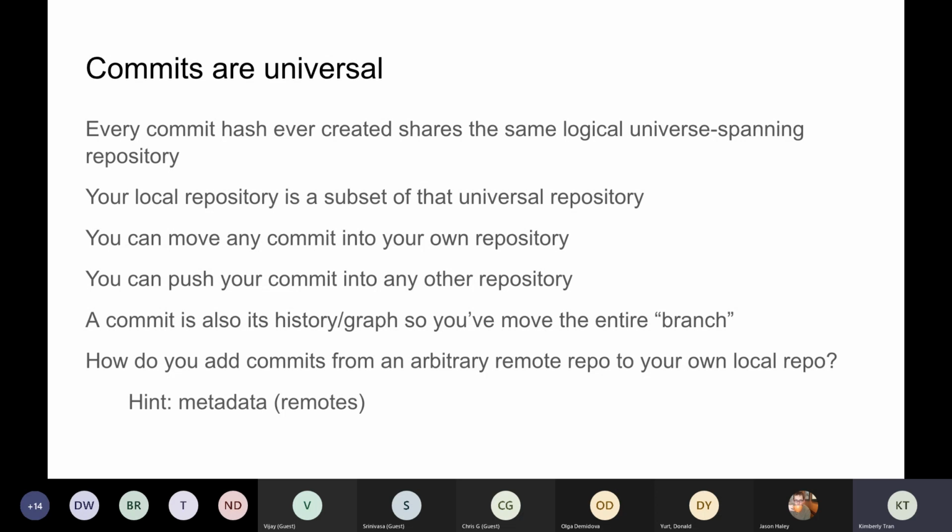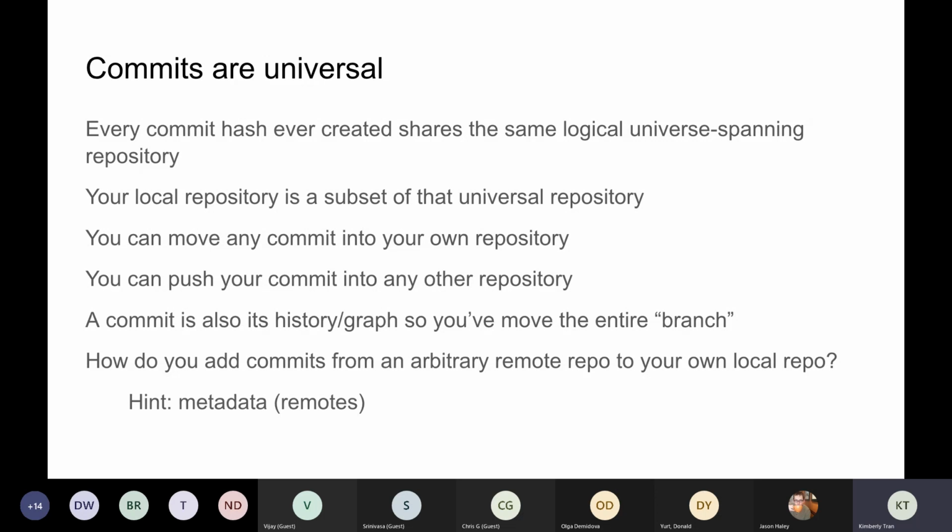Okay, so we come next to the idea. This is a really super powerful idea: because commits are universal, every single commit is uniquely identified, and because the commit also has its history, it points to its parents. It's the entire history. So every commit hash ever created shares the same logical, universe-spanning repository. That may sound grand, but it's true.